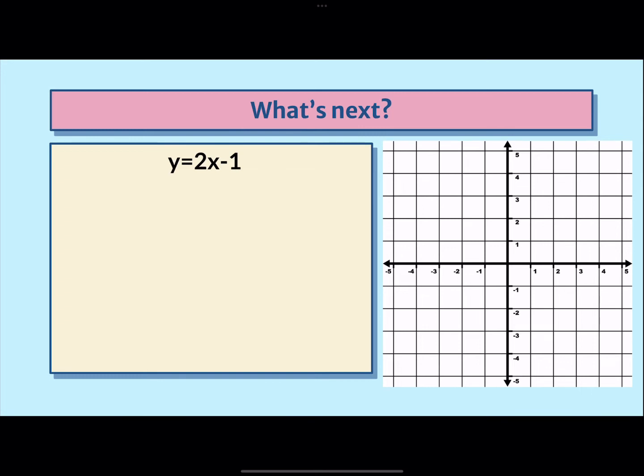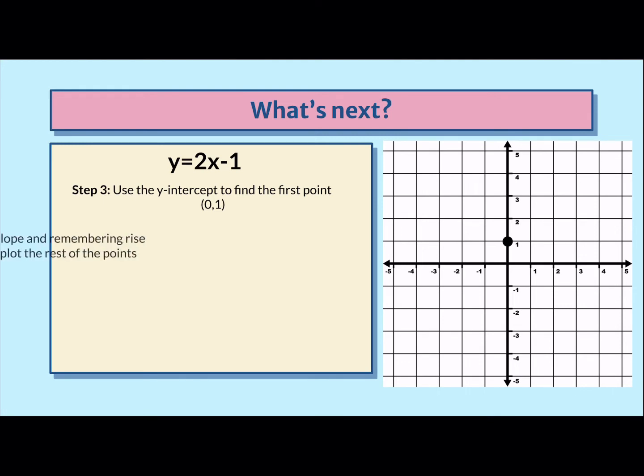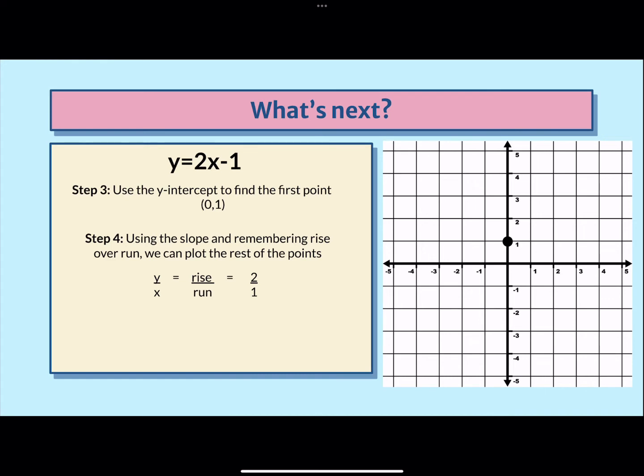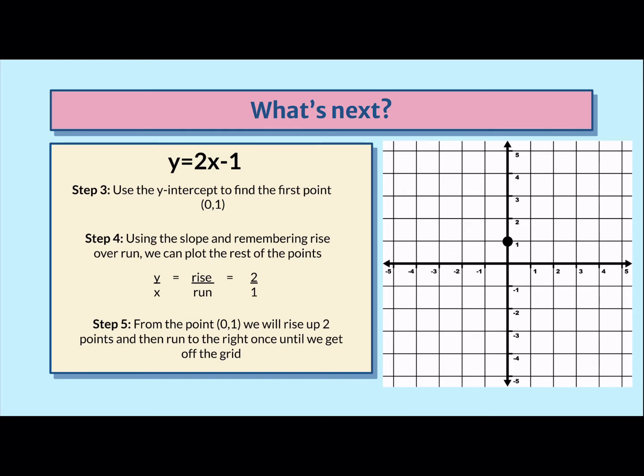First, we'll look at the y-intercept since we know the coordinate point, 0, 1. Once we have our point on 0, 1, we can use the slope to plot the other points. A good way to remember slope is rise over run. Since our slope is 2, then our rise over run will be 2 over 1. So, from the point 0, 1, we will rise up 2 points and run to the right 1 point, giving us our second point, 1, 3. We will keep doing that until we run out of room on our coordinate grid.